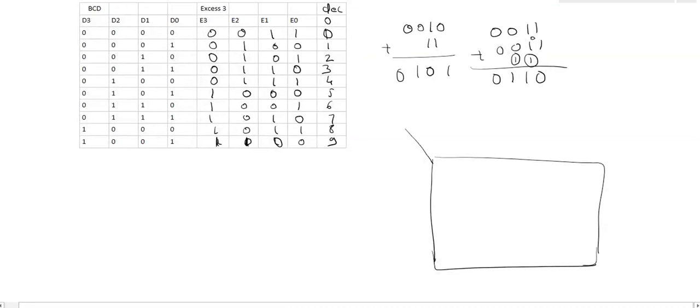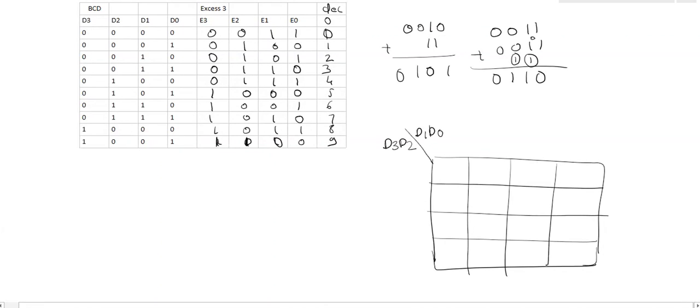Now the variables will be D3, D2, D1, D0. The input values run from 0000 up to 1111. After 10, that is from 10 to 15, we have to consider all of them as don't cares. Now for E0, this is a K-map for E0.